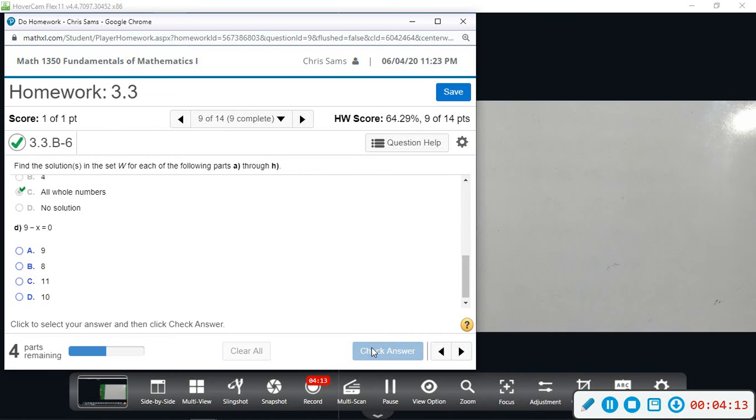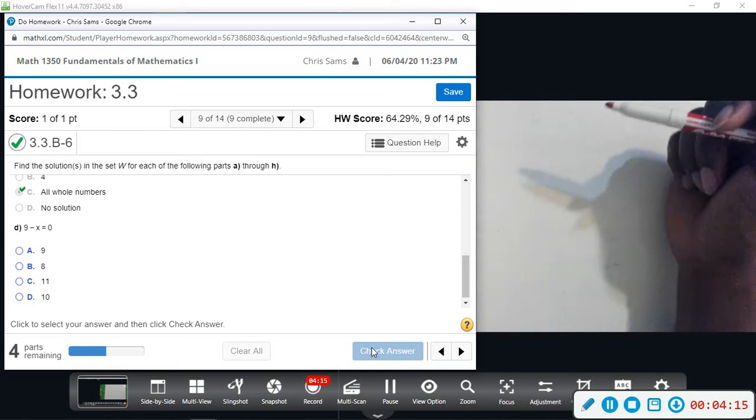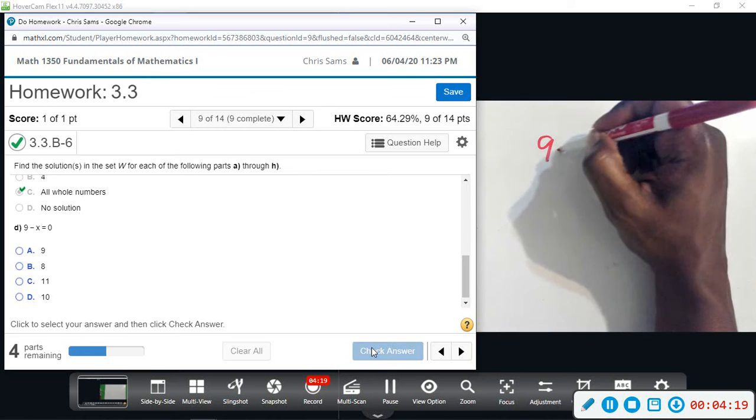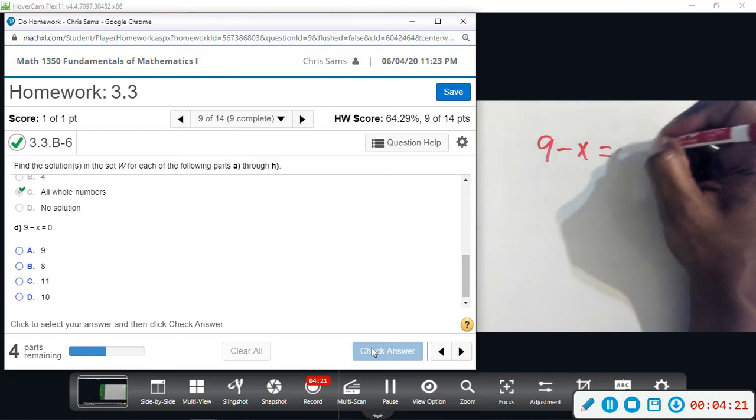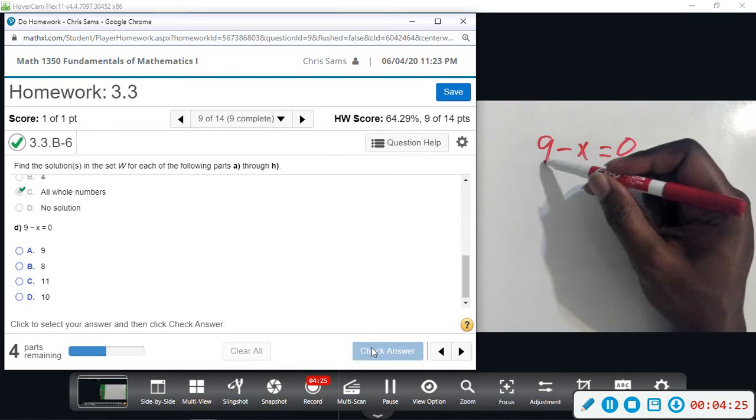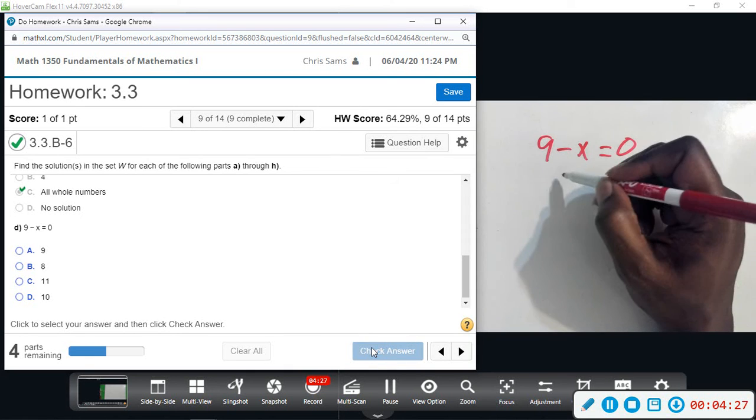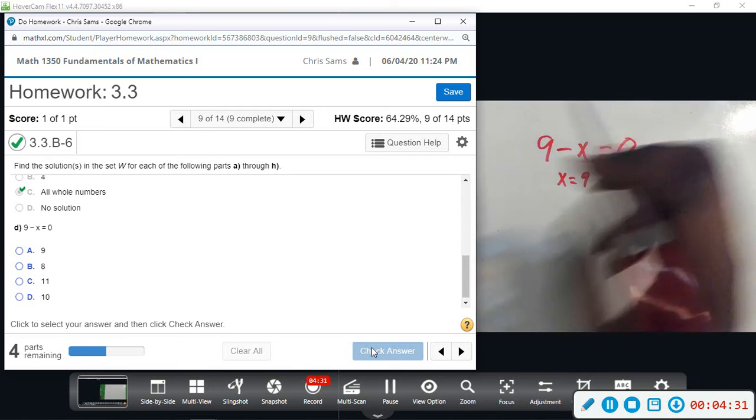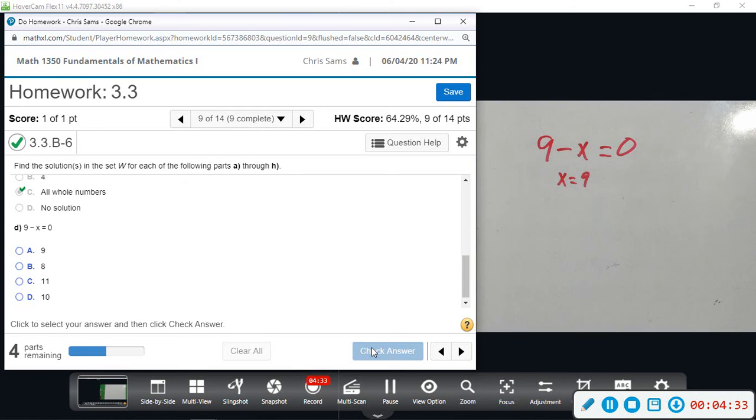Okay, so part D, another one of those properties, we have 9 minus x equals 0. And so the only way we get 0 from the property is if you take away itself. So in this case, x has to be 9. 9 minus 9 will give us 0.